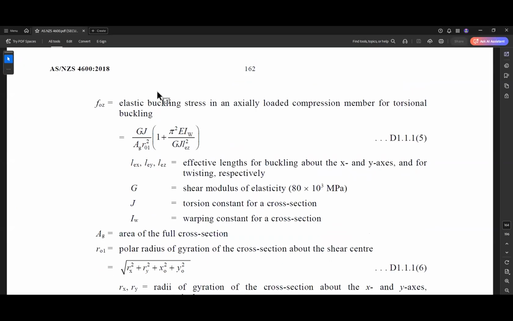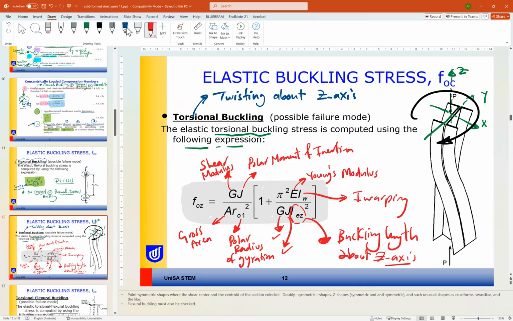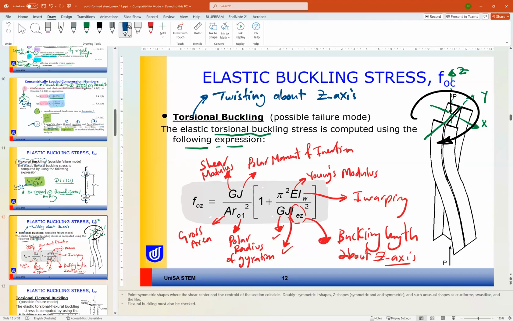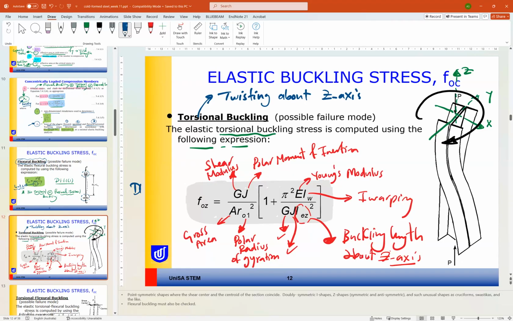So here is the formula. FOZ, the elastic buckling stress, and here is the formula of the buckling stress for torsional buckling mode. So here, this formula is close D1.1.15.